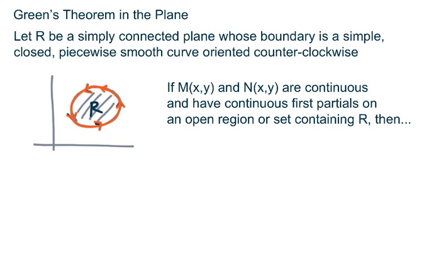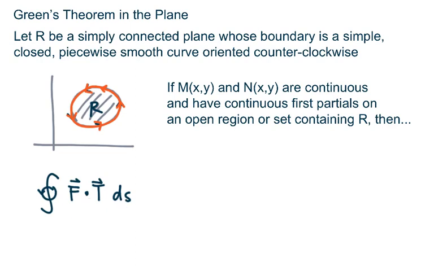And if my components M and N are continuous and they also have continuous first partial derivatives on this open region or the set containing R, then what we can say is this line integral in the counterclockwise direction of F dot T ds. So this is just our typical line integral, and we now have this directed circle, which indicates we must be talking about a counterclockwise rotation.